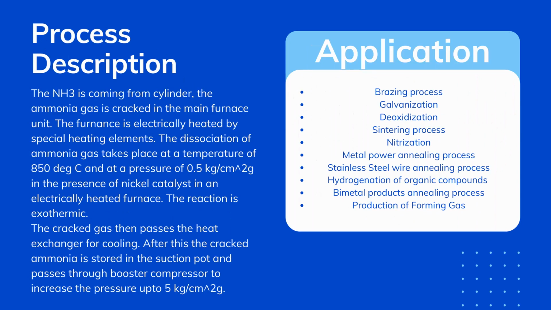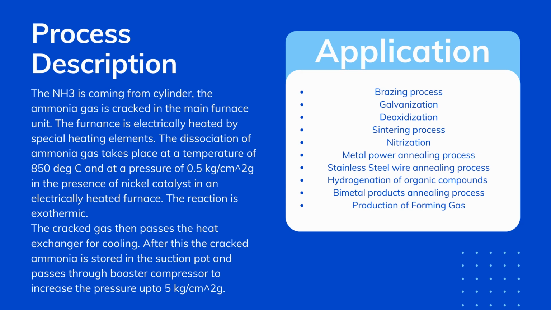Process description. The ammonia is coming from a cylinder. The ammonia gas is cracked in the main furnace unit. The furnace is electrically heated by special heating elements. The dissociation of ammonia gas takes place at a temperature of 850°C and at a pressure of 0.5 kg per centimeter square gauge, in the presence of nickel catalyst in an electrically heated furnace.